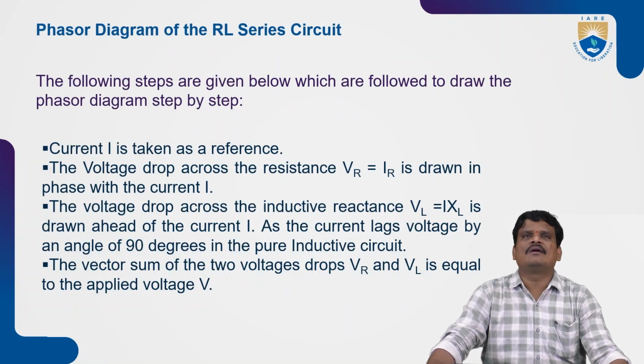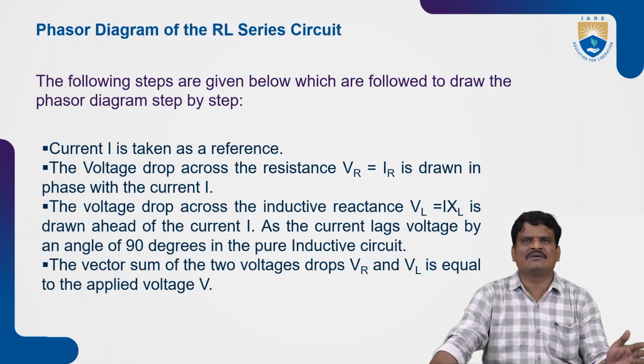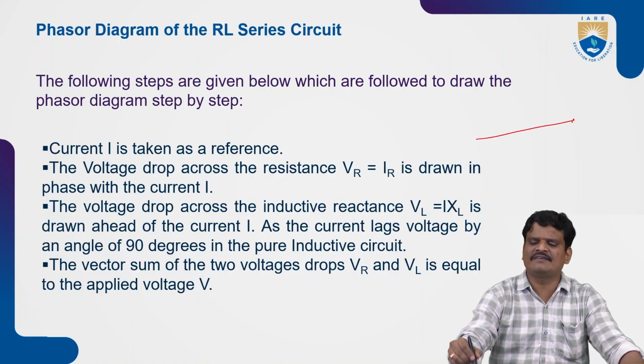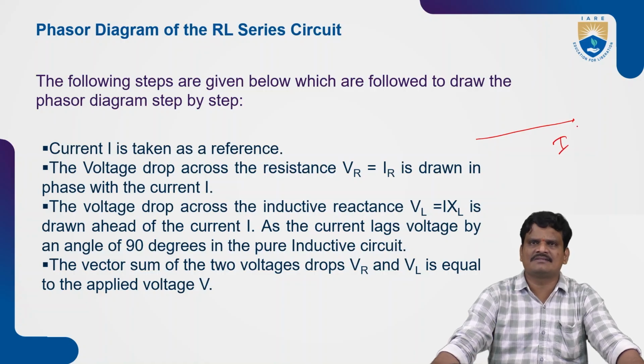Now we are going to draw the phasor diagram representation of a series RL circuit. In order to draw that phasor diagram, we need to follow certain steps, a step-by-step procedure. As it is a series circuit, and the current flowing at the first point and the last point is the same, let me take the current vector as a reference.